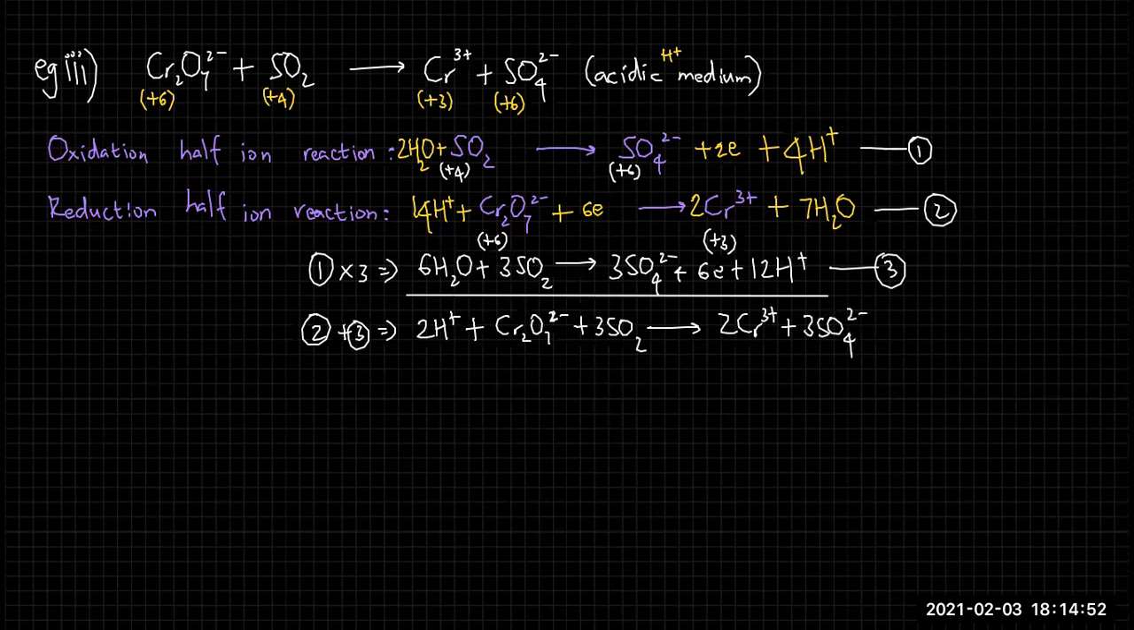H plus we have already balanced. 14, 12. On the left side, we have 2 extra. We put that here. And water molecules. On the right side, we have 7. On the left side, we have 6. So you have to put 1 on the right side. And that would be the final answer. Right. That is how you balance it if you get water molecules and H plus on either side.